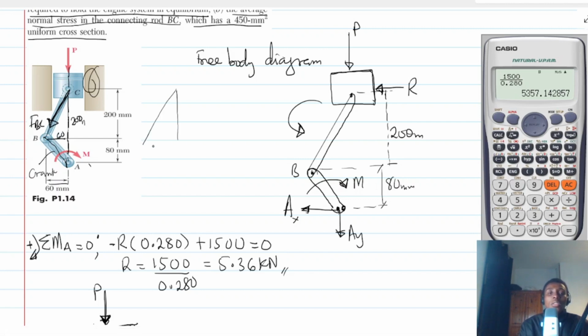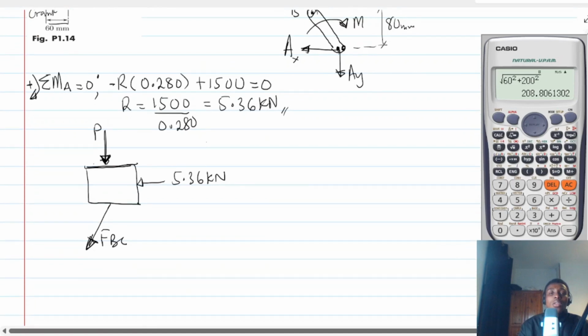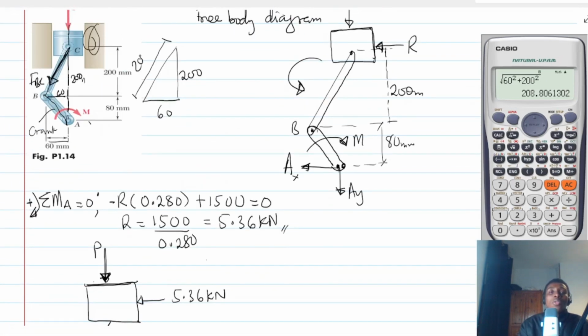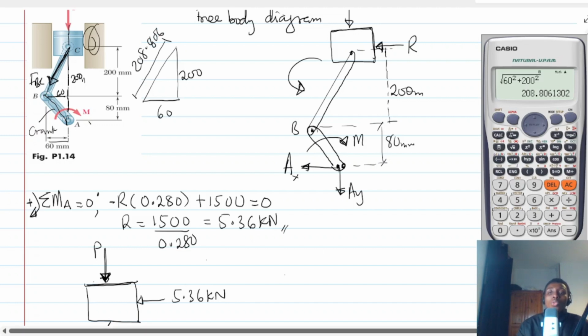So you have something like this. Here is 200, here is 60. So what is this? So the hypotenuse is nothing but the square root of 60 squared plus 200 squared. And what is that? Okay, so that is 208.806.